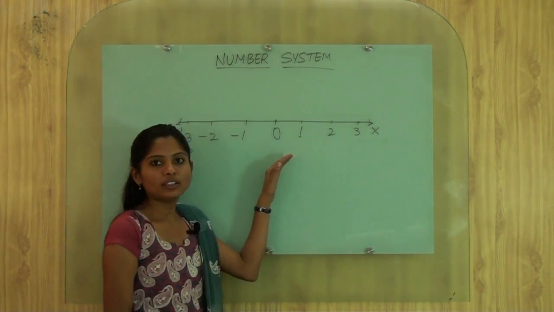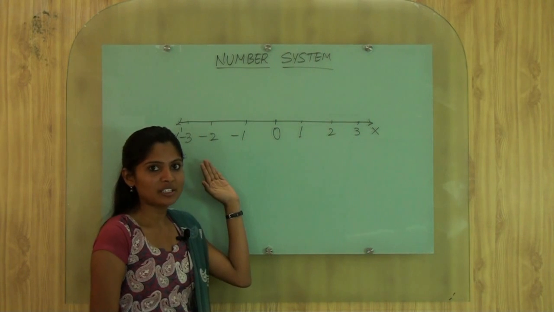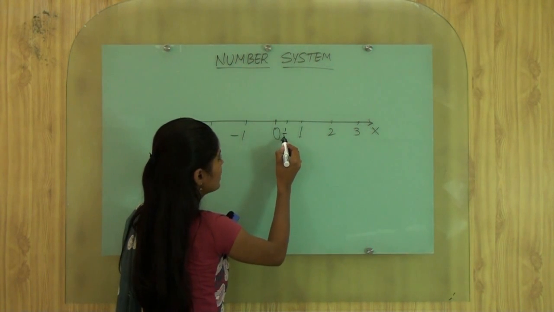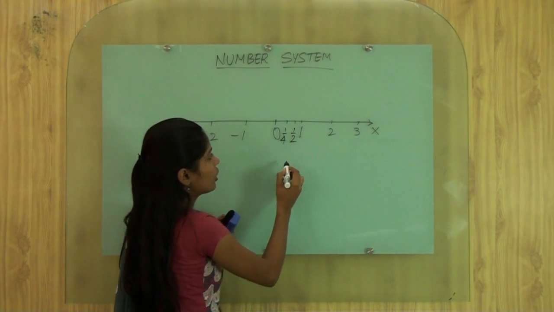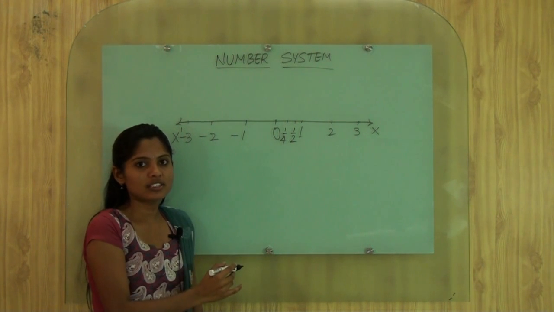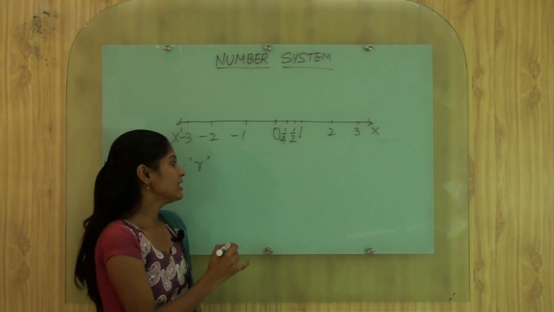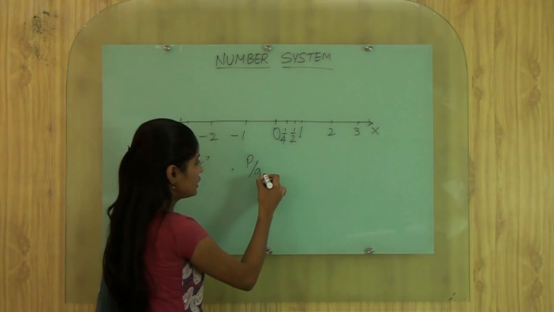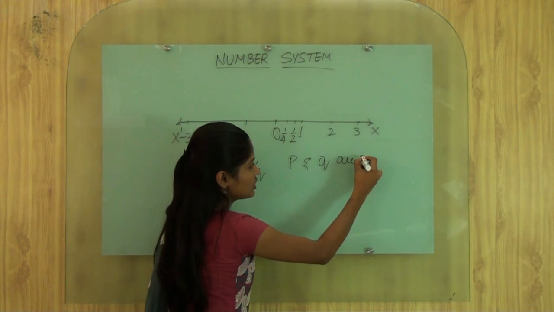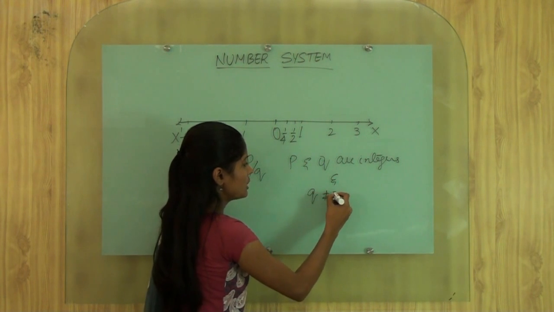Now here we can see that on the number line, along with these positive or negative integers, you have some other numbers like 1/4 here, and 1/2, 2/3, 3/2 and so on. These numbers are called rational numbers. A number r is called a rational number if it can be denoted in the form of P/Q, where P and Q are integers and Q is not equal to 0.